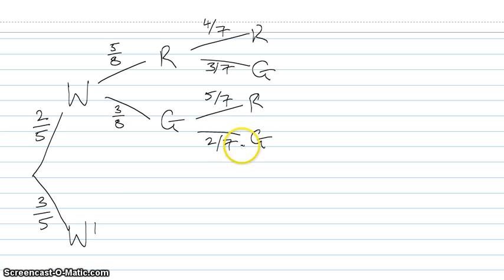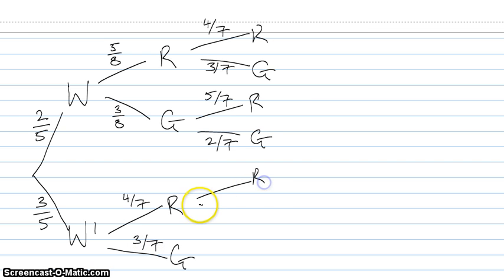And we can do the same thing for what happens if we drew a black die, because if we draw a black die, we go to the black box. Sorry, that should be green, not red. And there are 4 red balls and 3 green balls. That means there's a 4 over 7 chance of drawing a red and a 3 over 7 chance of drawing a green. What about for the second draw?